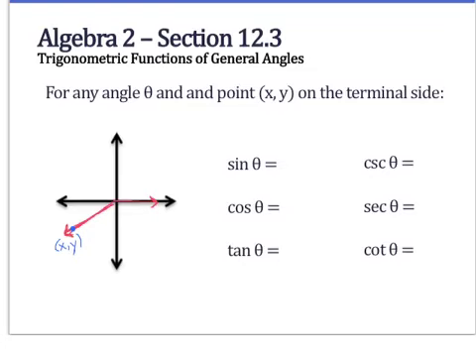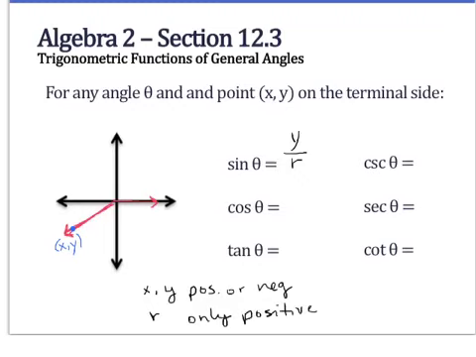So as a review from the last section when we studied acute angles, our ratios for sine, cosine, tangent, cosecant, secant, and cotangent are still all the same. Our sine is still going to be y over r. Now, let's make a note of this. x and y can be positive or negative. r is only positive, and r is the length from the origin to (x, y).